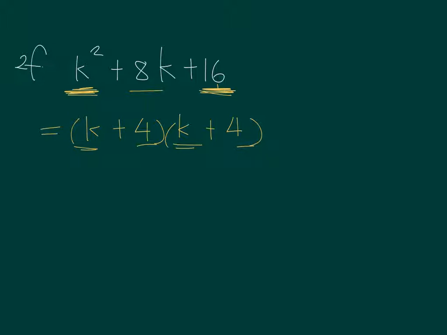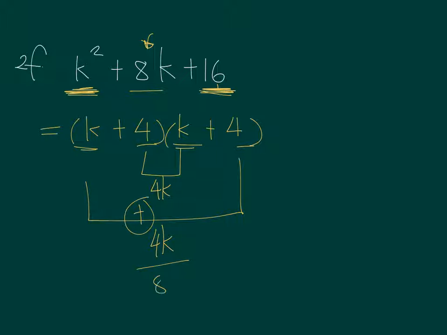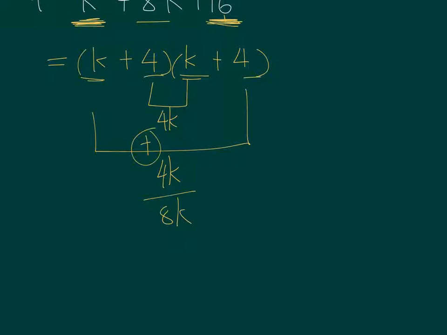And then to check whether these really are the correct factors, we have to consider that the middle term should be 8k. One way to check that is to multiply the inner, that's 4k, and the outer. If the sum of the two resulting values is equal to the middle term, which is 8k, then the factors that we have are the right factors for the trinomial. Hence, k squared plus 8k plus 16 is k plus 4 times k plus 4, and you can write this as k plus 4 squared.